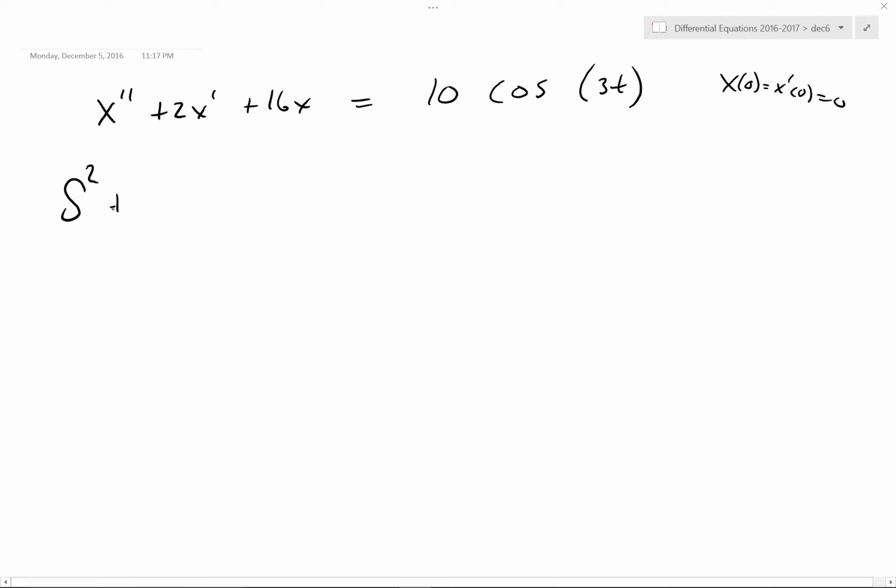So I want this one here: x double prime plus 2x prime plus 16x equals 10 cosine 3t. That's cool. And further, our first derivative and our initial conditions are both 0. So this is going to become (s squared plus 2s plus 16) times X(s), because there's no other parts, equal, and this of course is going to be 10s over s squared plus 9.